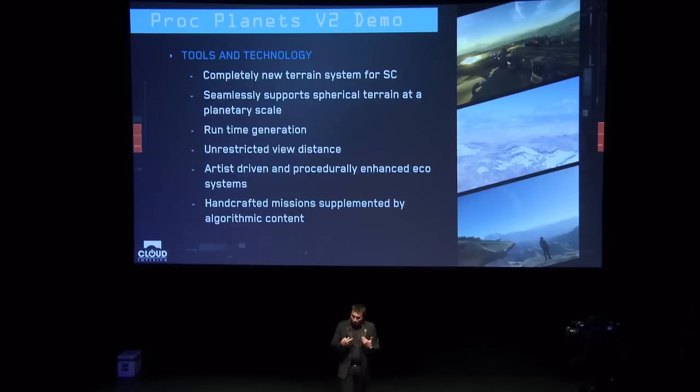Of course, like everything we do, it's going to get better and better. But it's a completely new terrain system. It seamlessly supports spherical terrain at planetary scale. So, most terrain systems are flat, whereas this, it's a planet, it's round, and you can go around every side, and the gravity and everything works. And the horizon line is the actual real horizon line. If you see something, you can walk to it. There is no cheating at all on it.